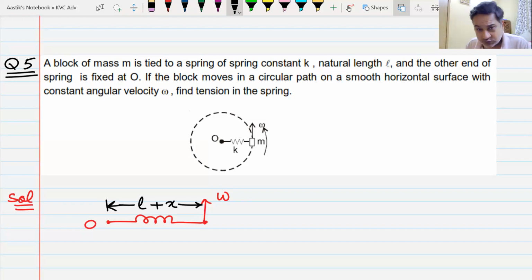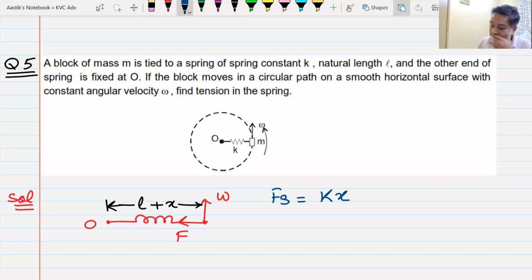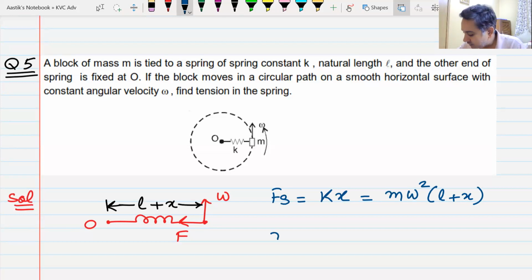Now you can make equations in two directions. Along the center the spring will try to contract, so it will exert a force. What will be the force in the spring, my dear friends? That will be equal to K into X, where K is the spring constant. Yes or no? Yes, sir. That is the net force and that must be equal to M omega square into the radius of the circle. What is the radius of the circle? This L plus X. From there you will get the value of X. Please find out and tell me the value of X.